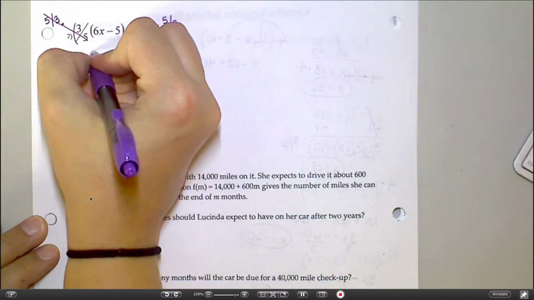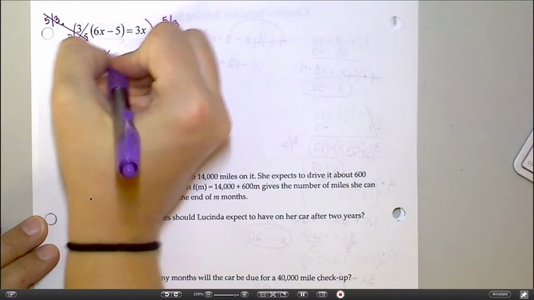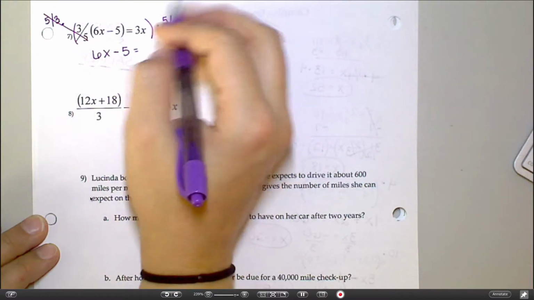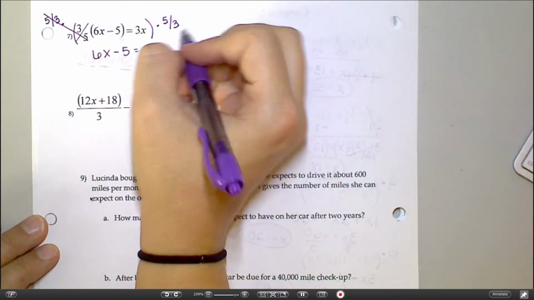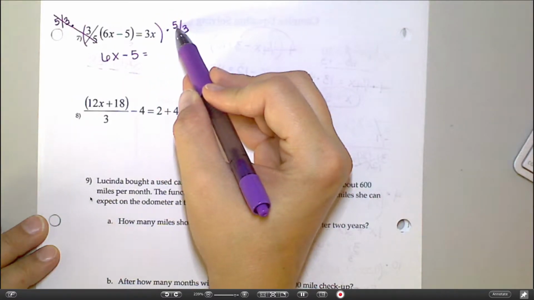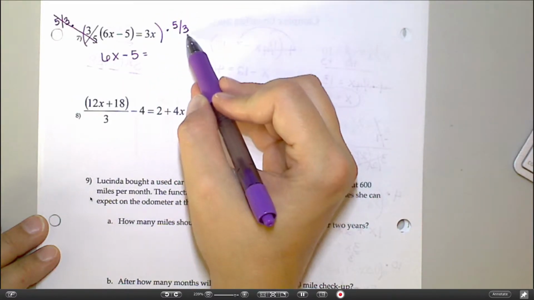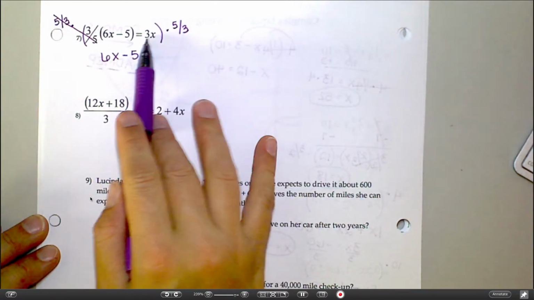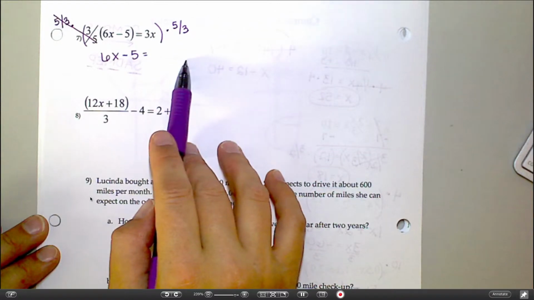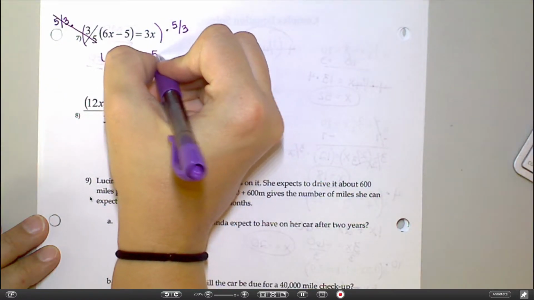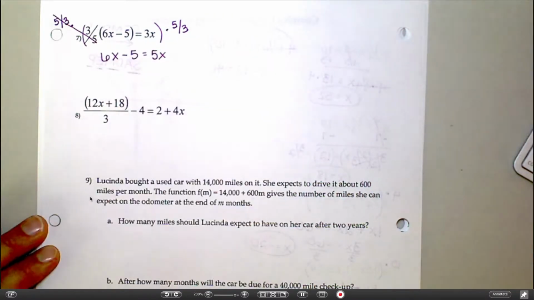So this is going to become 6x minus 5. And then over here, it's going to be 5x, right? 3 times 5 is 15, and 15 divided by 3 is 5. So you would type in 3 times 5 divided by 3. That's how you would type that in. And I got 5. Yeah, that's right. That's what I said. 5x, because this has an x on it, right?